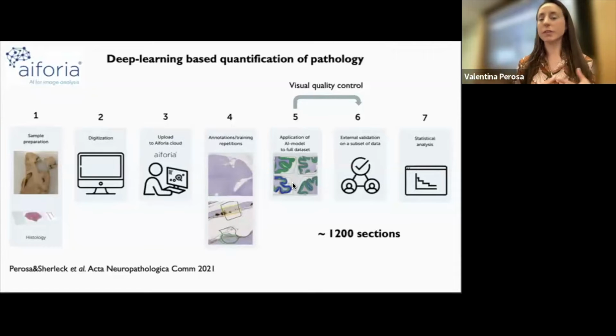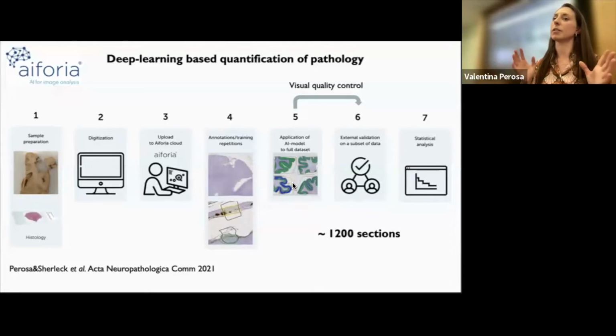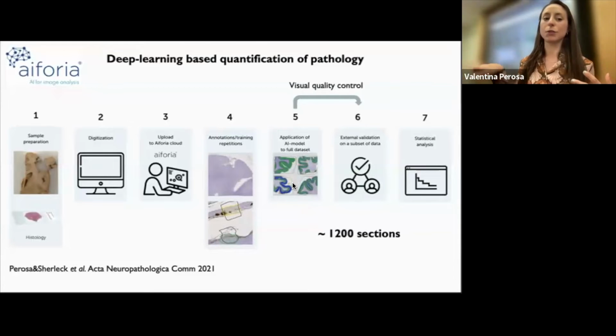And this is just a quick schema of how this quantification works. First of all, of course, the sections need to be prepared and stained. We then digitize them with a high resolution microscope, called the NanoZoomer, and they are then uploaded on the Aiforia Cloud, which is proprietary software that we use to annotate about 10% of the whole cohort. This 10% is representative of the variability in the sections that we see throughout the cohort. We annotate them, and then we train the AI model using the software over and over again until we're happy with it. Once we're happy, we apply the model to the entire cohort.